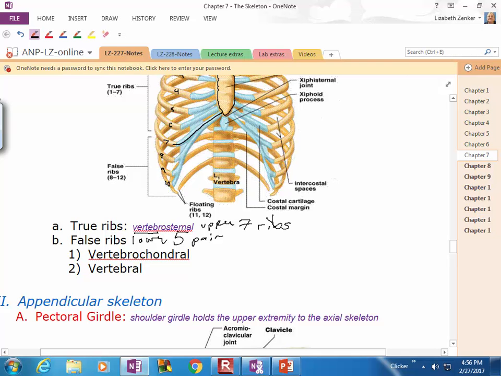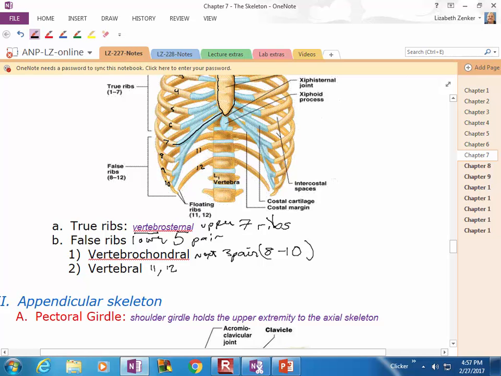All right. And then 11 and 12 are considered vertebral ribs, and they don't attach to the ribs in the front by cartilage or anything. They're only attached by the vertebra. So that's why 11 and 12 are vertebral. And we had the next 3 pair were vertebrochondral, which was 8 through 10. All right. Another name for the vertebral ribs, or number 11 and 12, is floating ribs, because there is no anterior attachment.